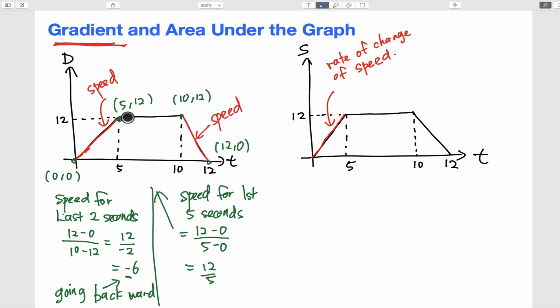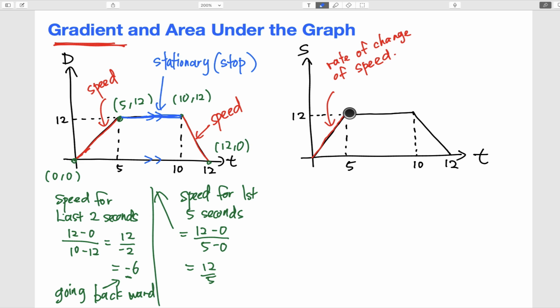Do you find out here the constant value? When I say constant value, it means it must be parallel to the x-axis. Whenever something is parallel to the x-axis, we call it constant. So the constant for the distance time graph, we call it stationary. In other words, the particle has just stopped there.